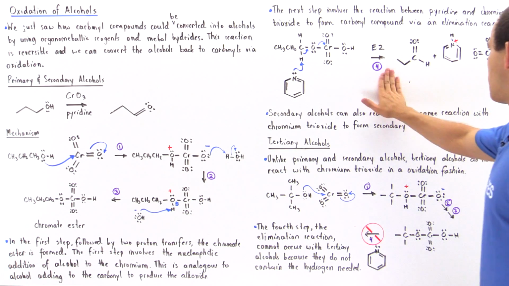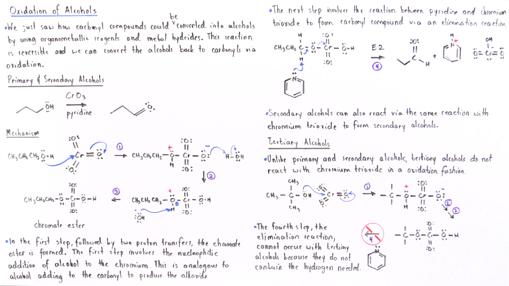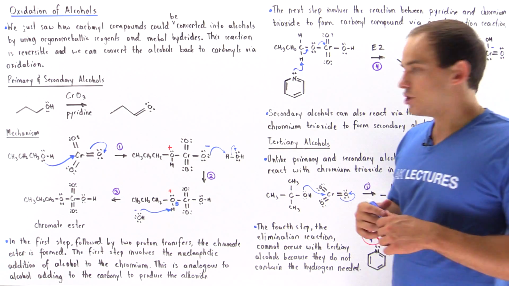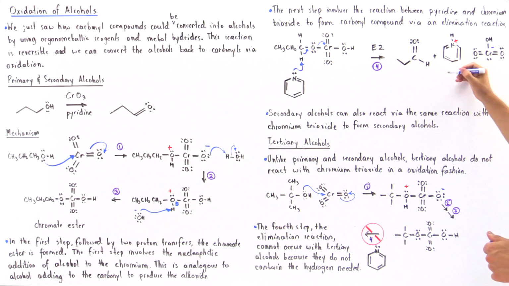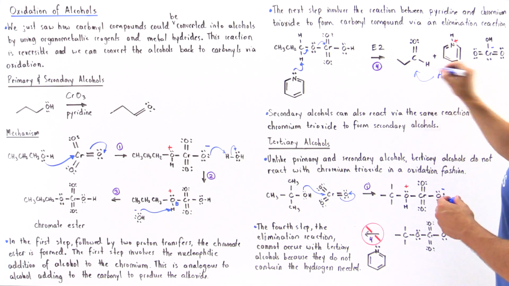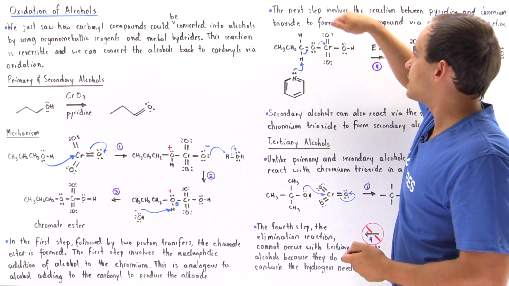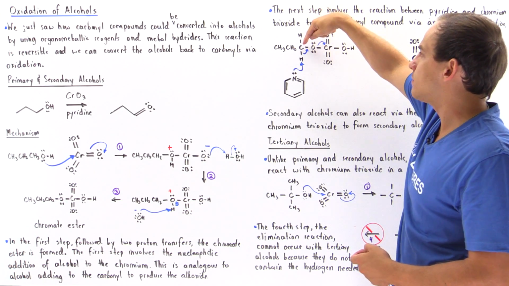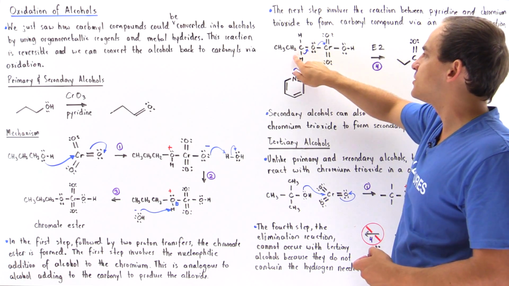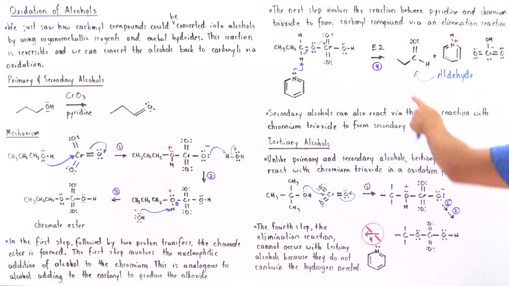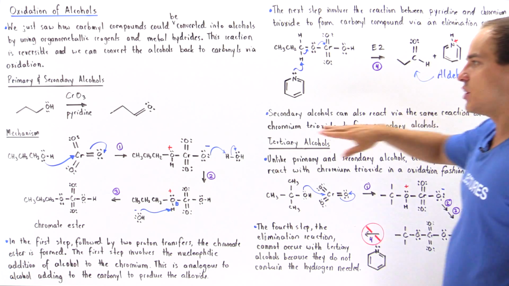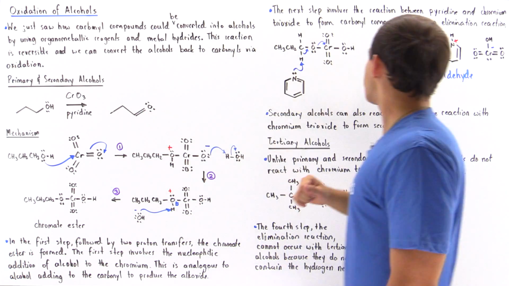So we form the following. This is not a primary alcohol. I don't know why I wrote that. This is actually an aldehyde. I don't know where my black marker is, so let's just write that this is our aldehyde. Our aldehyde is formed because when this pi bond is formed, we have one H atom attached to this carbon as well as this ethyl group. And this is exactly what we wanted to form in the first place.